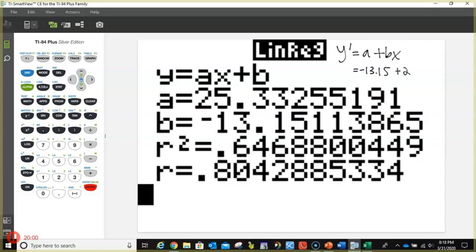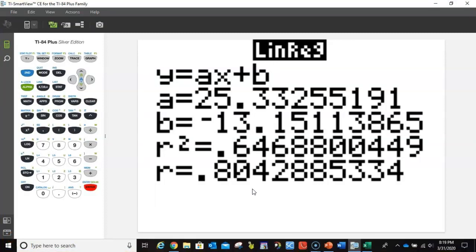25.33. And this will be the equation that we're going to use. We're going to break down the equation, and then we're going to use the equation to make a prediction.